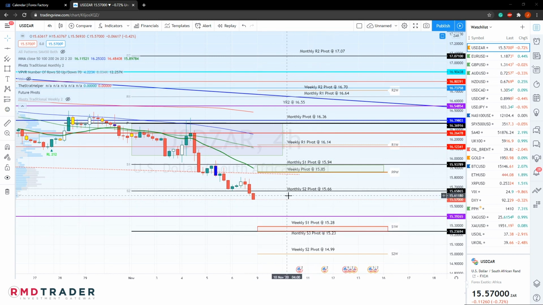Also, it's worth noting that there's a good chance that we should see a pullback to the weekly pivot at 1585. And of course, there would be this area of resistance in between the weekly and monthly S1 pivot. Only if price manages to break above the monthly S1 pivot at 1594 could it perhaps open up new bullish targets, which could include this weekly R1 pivot at 1614 and perhaps even this area between the monthly pivot at 1636 and the yearly R2 at 1655.